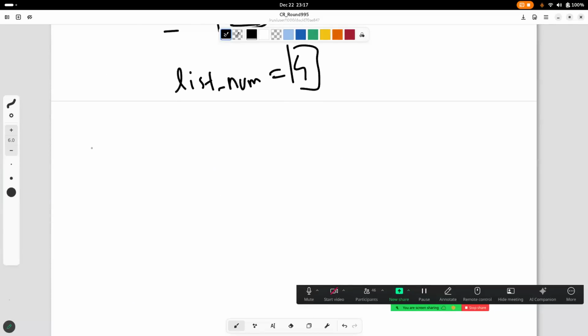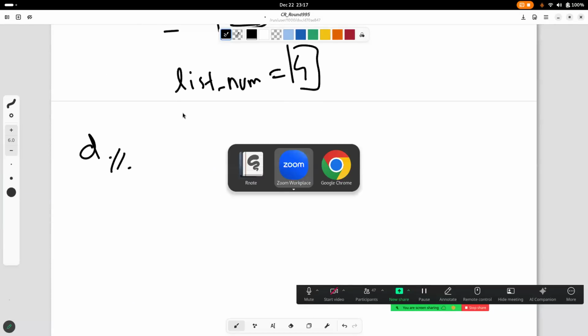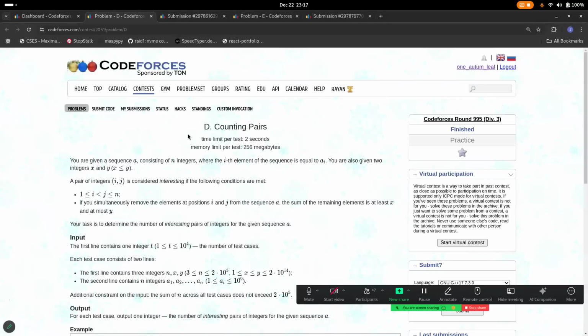Let's move to problem D. Problem D was counting pairs. So the problem name was counting pairs. And in this problem, we are given a sequence A of n integers. The ith element of the sequence was equal to A of I, basically an integer array. And we are also given 2 integers, x and y.